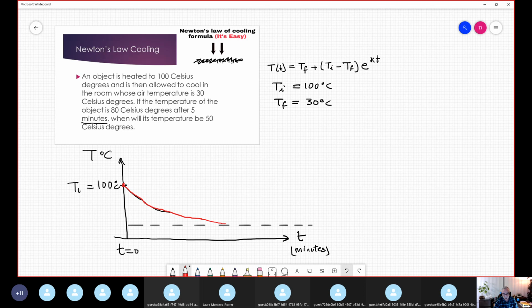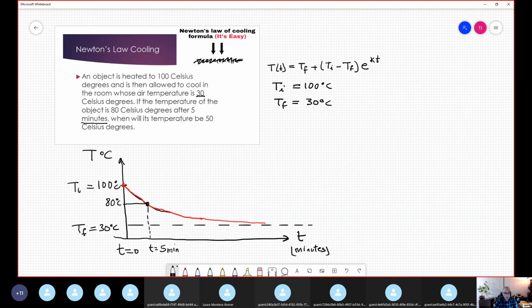Okay, so now wait. This is asymptotically approaching it, but never touching. The problem is talking about the room being 30. This guy is 30. The final temperature is 30 Celsius degrees. Look, 30. If the temperature of the object is 80, one intermediate value is 80 Celsius degrees. And this situation happened at 5 minutes. T equals 5 minutes.